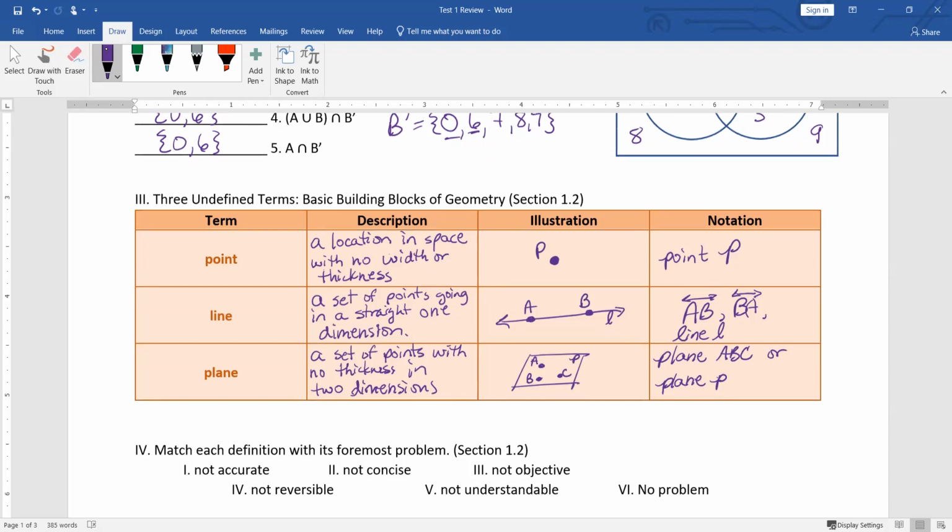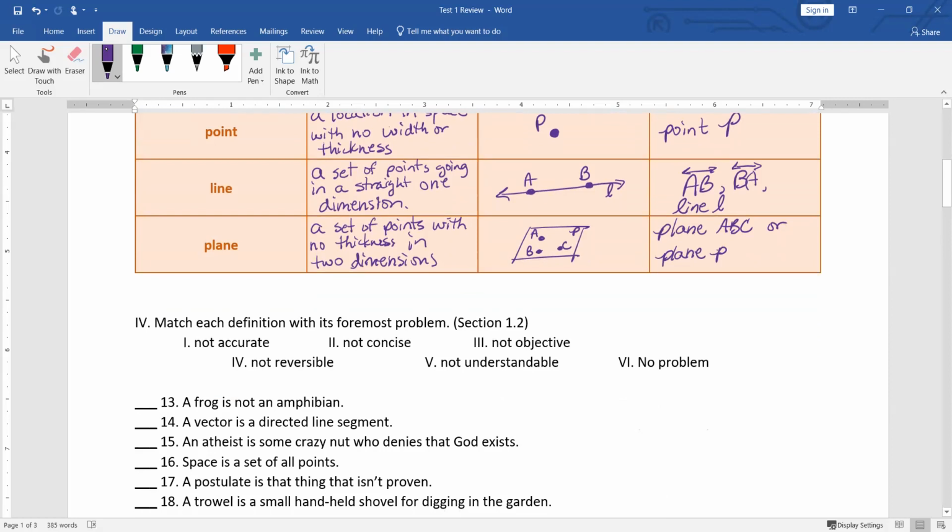Okay. All right. So also in section 1.2, we talked about the 5 main characteristics of a good definition: that it is accurate, concise, objective, reversible, and understandable. So this first one, a frog is not an amphibian. Accuracy is more about the words that are used, and we'll get to that in a second. In this case, they are specific about whether it's a frog or an amphibian. But this is an example of it not being reversible, because it's false that an amphibian is not a frog. That would also work if it was positive. If we said a frog is an amphibian, without the not in there, you could not say that an amphibian is a frog.